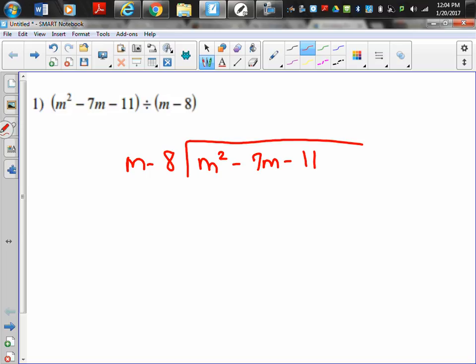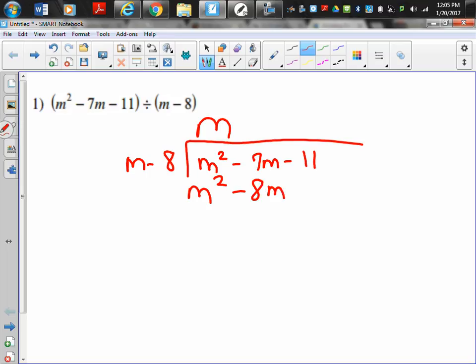M into m squared. So m times what gets me m squared? M. All right. So m times m is m squared. M times negative 8 is negative 8m.